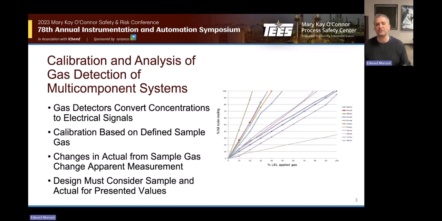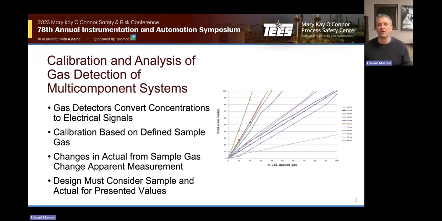So the detector is purporting to give you a concentration, but the concentration that the detector is giving you and the actual concentration of the gas might not be the same, especially if there's a discrepancy between how you calculate it or how you calibrate it and what the actual leak is. And things get really complicated when you release a mixture of gases, or your calibration gas and the gas you're trying to detect are different.